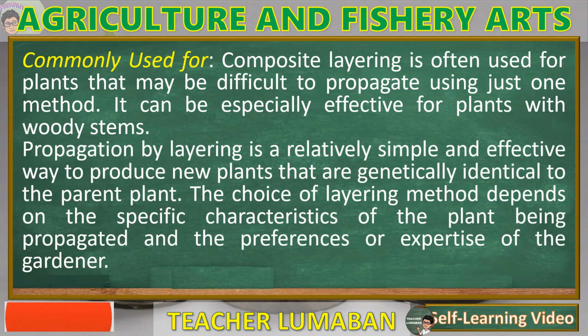Propagation by layering is a relatively simple and effective way to produce new plants that are genetically identical to the parent plant. The choice of layering method depends on the specific characteristics of the plant being propagated and the preferences or expertise of the gardener.